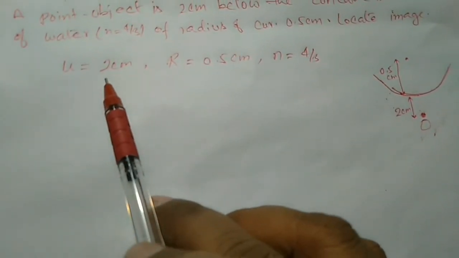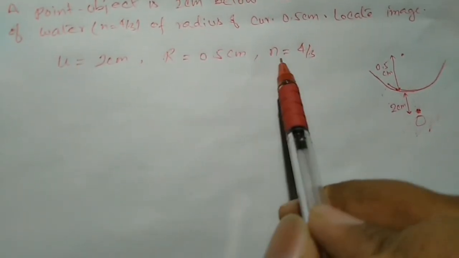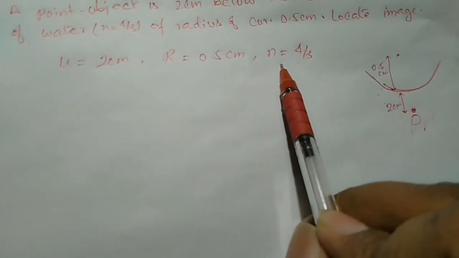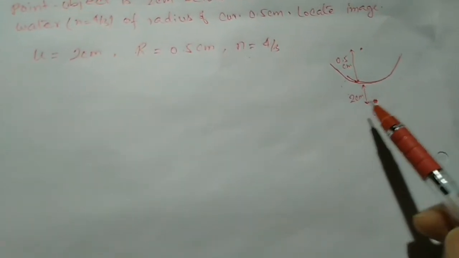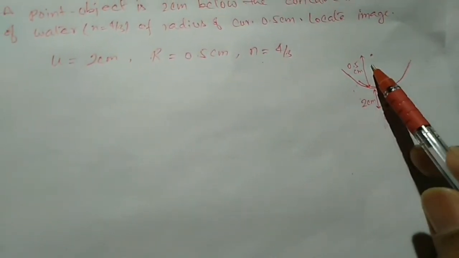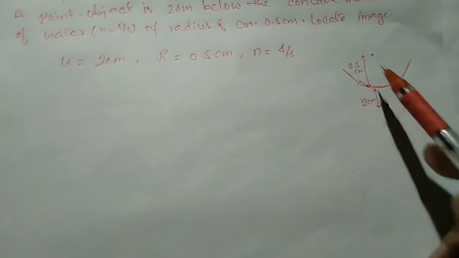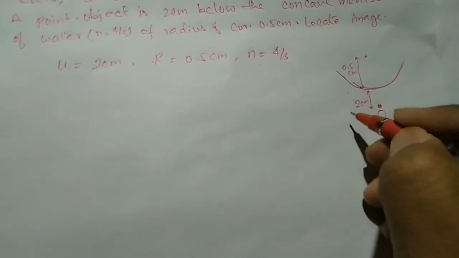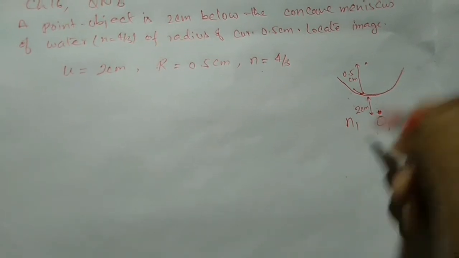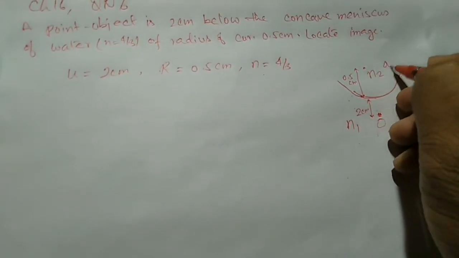So we know the equation for this. Let's solve that. So these are the given values. Value of U 2 centimeter, R 0.5, radius of curvature, and the refractive index 4/3. But see, the light is going from water to air, not air to water. So here N2 is air, N1 is water. Remember, N1 water, N2 air. Okay, I'm writing here the equation.